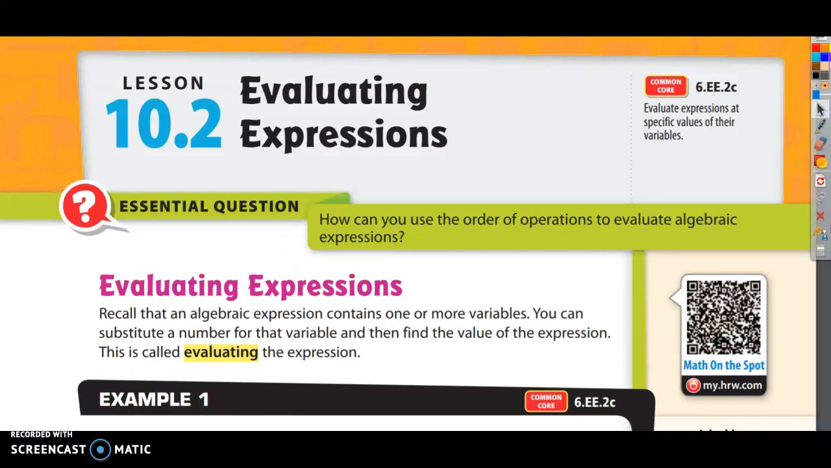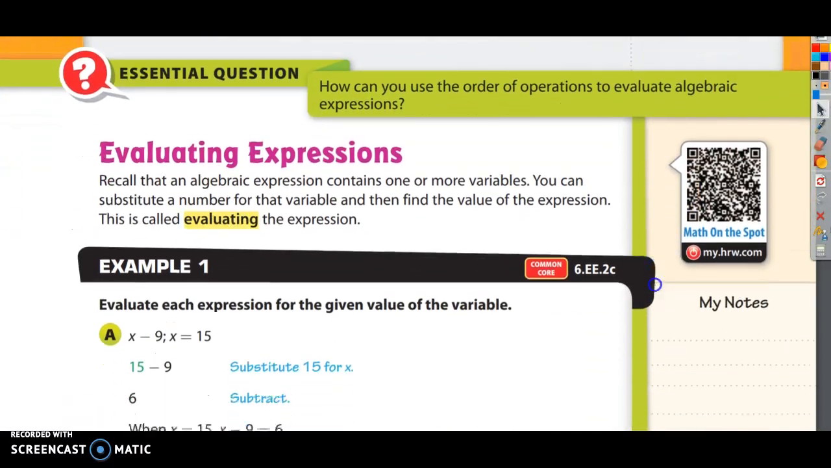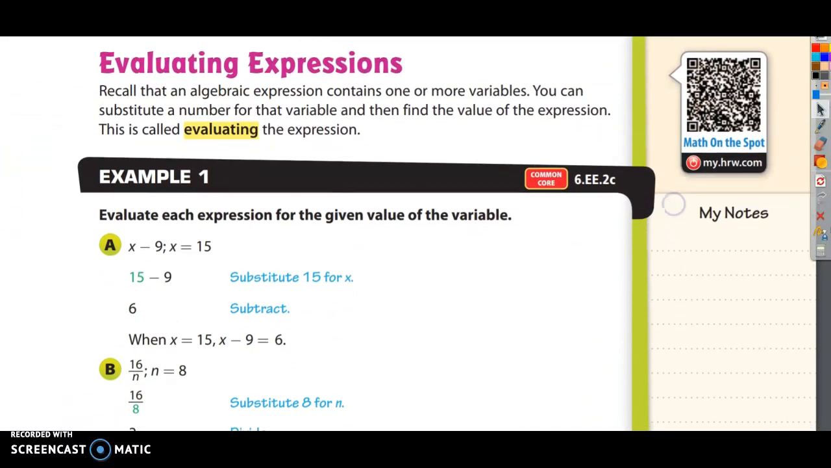The essential question is, how can you use the order of operations to evaluate algebraic expressions? We need to learn what the word evaluate means. Evaluating expressions. Recall that an algebraic expression contains one or more variables. You can substitute a number for that variable and then find the value of the expression. This is called evaluating the expression.